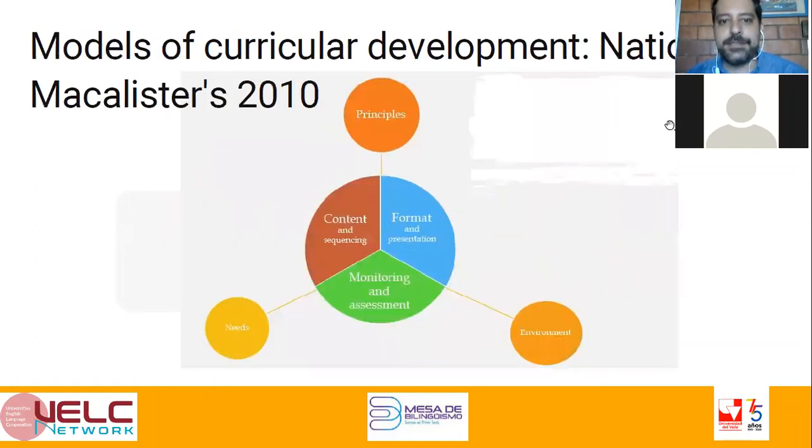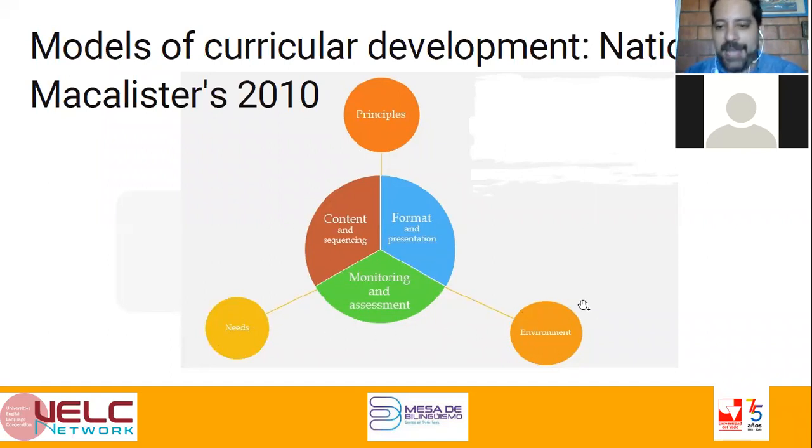And then Nation and McAllister, they have a more interesting way of representing the curriculum development. First, you have to consider your principles. By principles, basically they mean the view of learning, the view of language, what is language, what is it for, right? What is the role of the teacher, what is the role of the student? The needs. Then again, what students need the language for? What is the role of that language in the society? Are they going to use it for specific purposes, for general purposes? Are they going to travel?